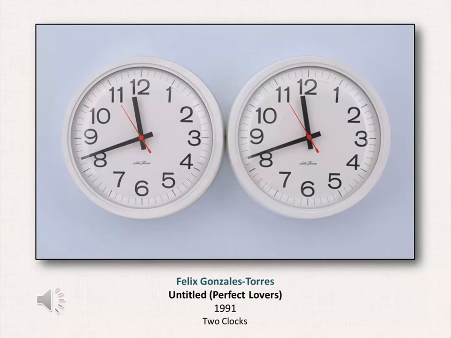As I have mentioned in previous slides, sometimes paint isn't the best medium to express. Untitled Perfect Lovers is an installation of two identical battery-operated clocks, synchronized and hanging side by side. The clocks is a work with multiple possible meanings. However, the abstract nature of the clock substitution for bodies allows it to be read generally as a metaphor for love.